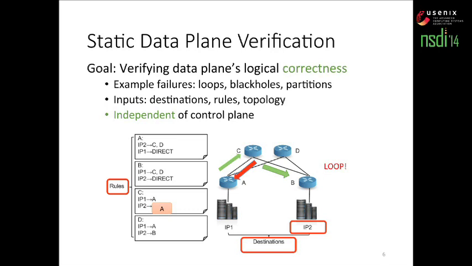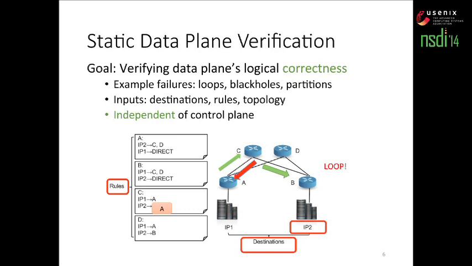Note that here we are talking about the data plane's logical correctness. In other words, we want to capture the data plane's problem. For example, there's a forwarding loop, but it won't tell you why the forwarding loop is there in the first place. So this is independent of the control plane verification.